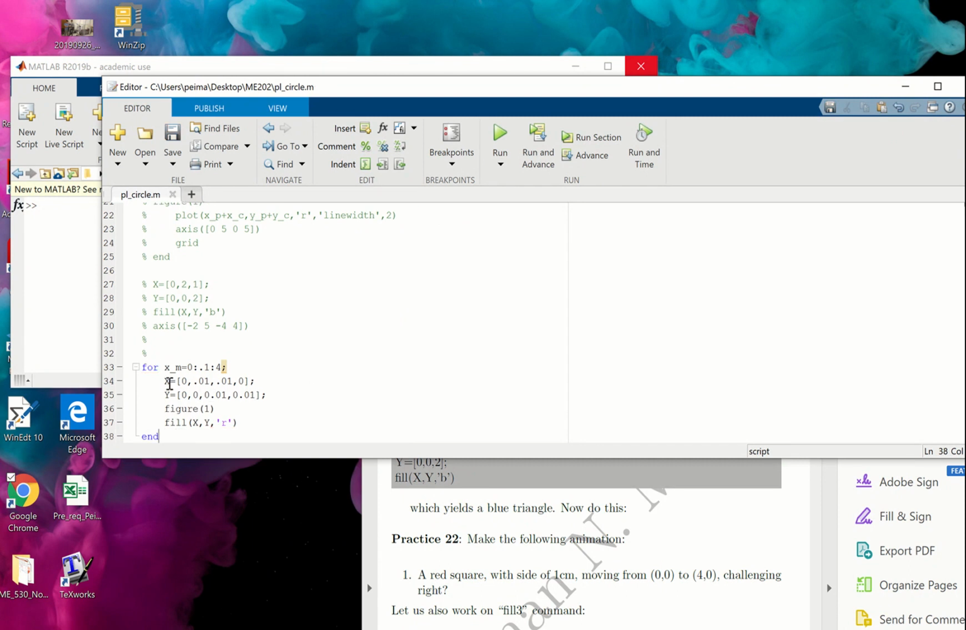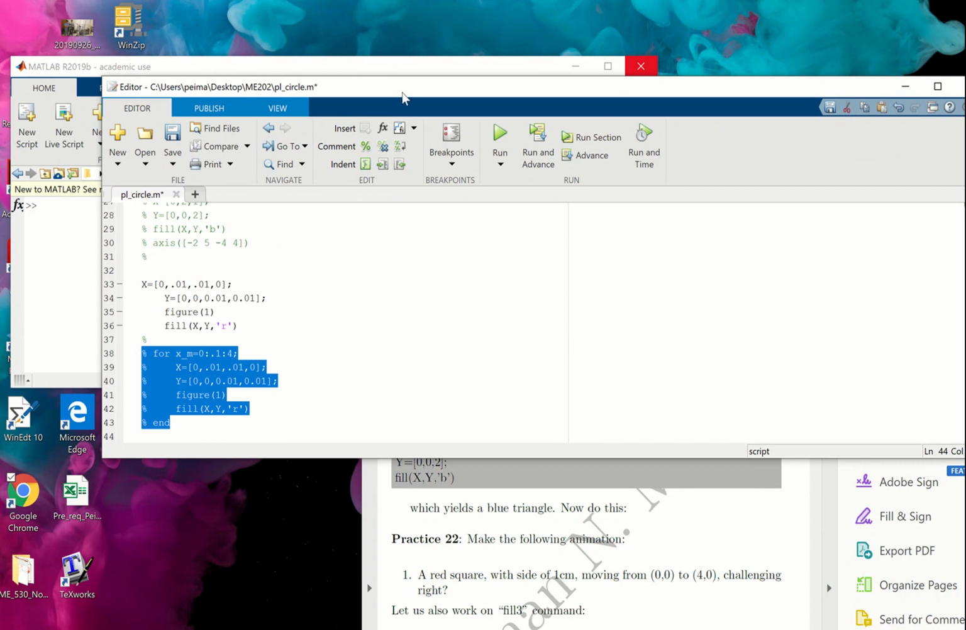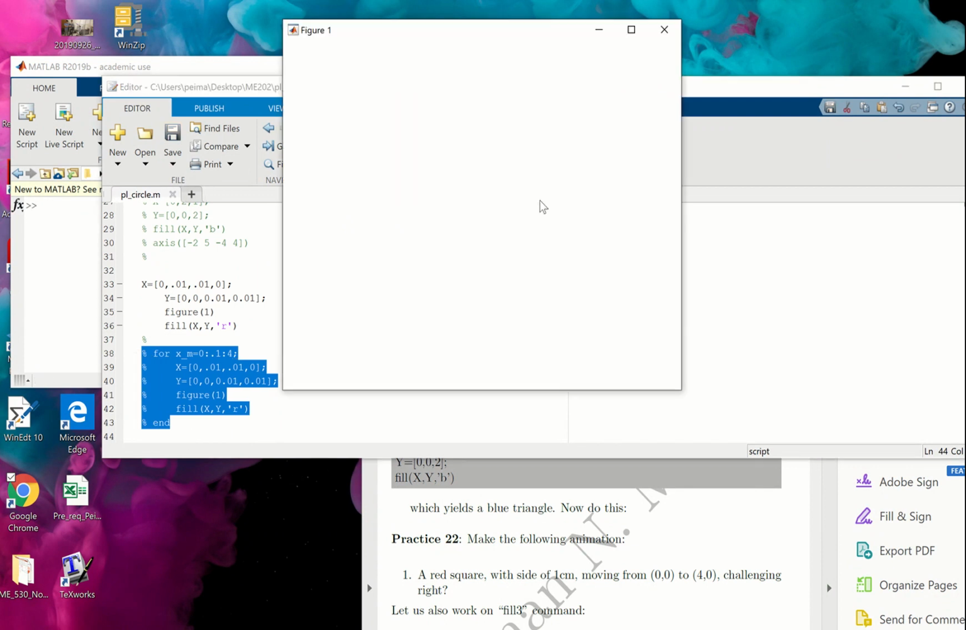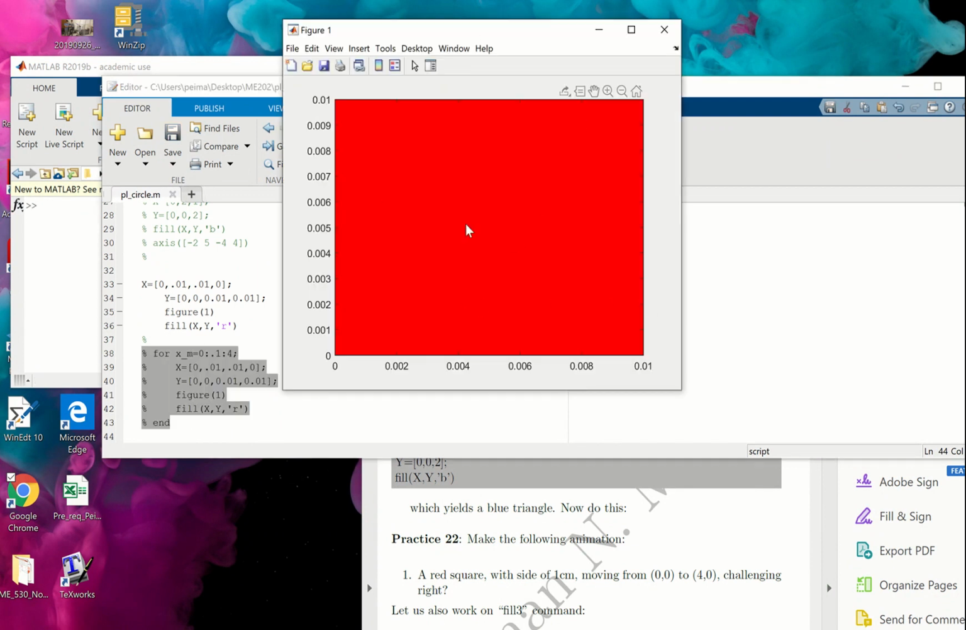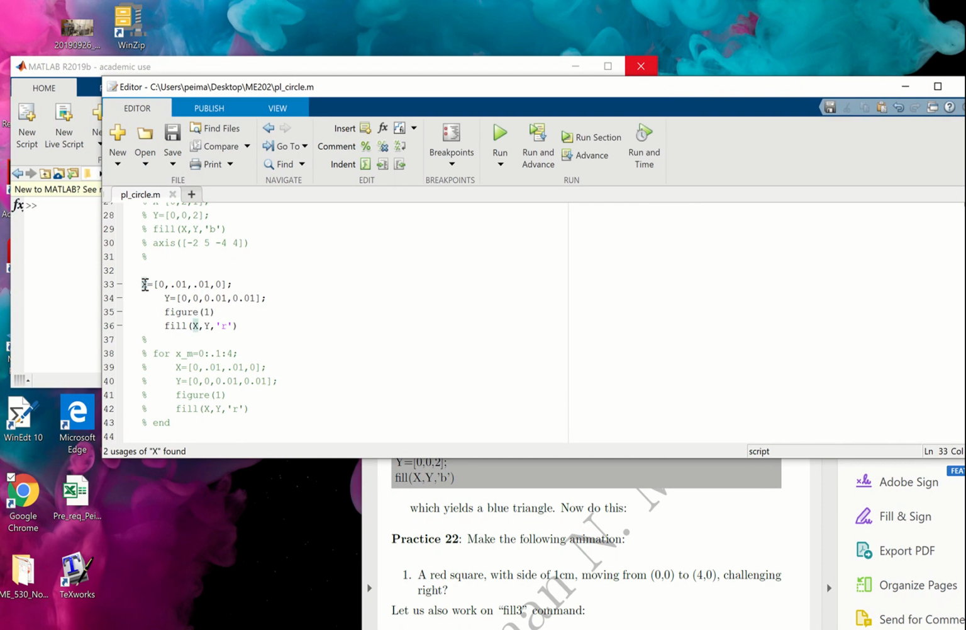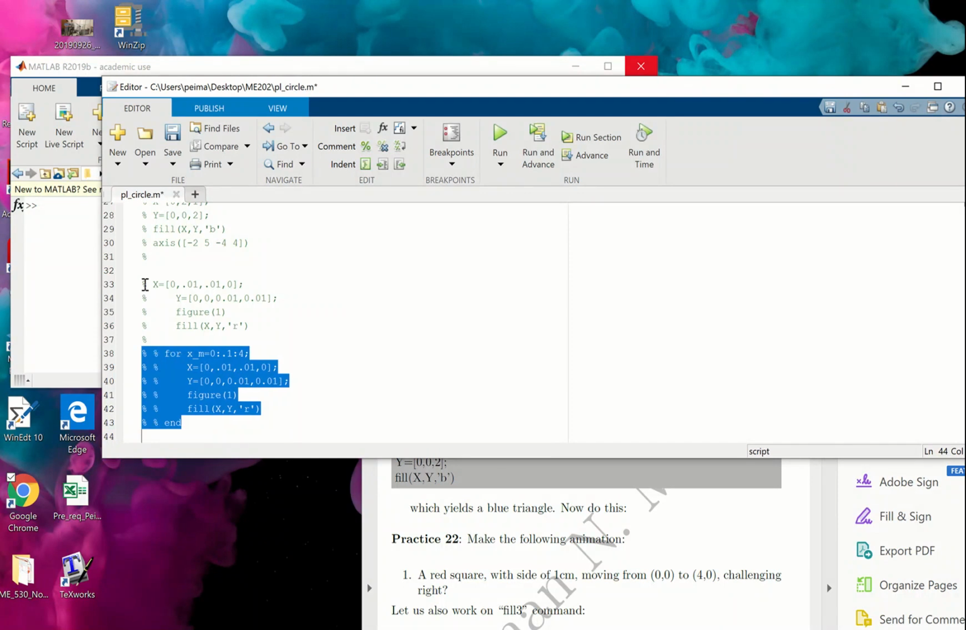Okay, but let me plot it outside here. You see what I'm talking about. If I plot this out of here, I'm gonna make this a comment. What I'm gonna have is just a regular square, and there's no animation. That's right, with the side of 1 centimeter. That's it. But I wanna have what? Animation. So I have to put in a for loop, guys.